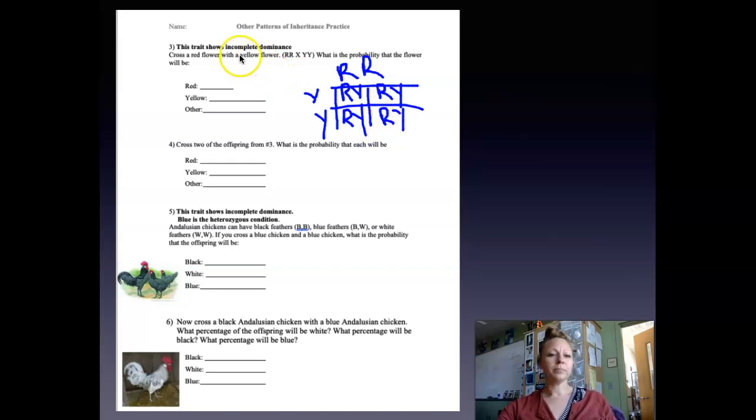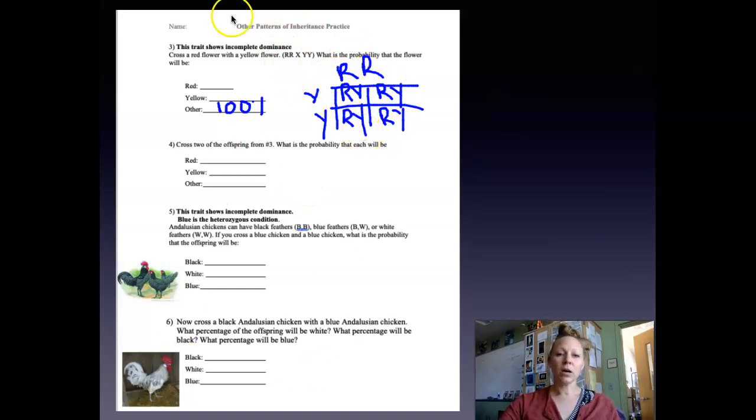We have a 100% chance, well, if you combine red and yellow incompletely, so if red is incompletely dominant over yellow, you're going to get orange. So this would be orange, 100% orange flowers. You're not always going to get 100%. You're going to get sometimes whites and sometimes yellows, or sometimes reds, sometimes yellows, and sometimes oranges.